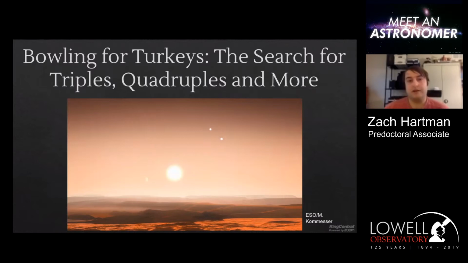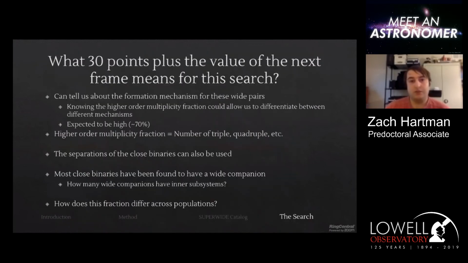So now I'm going to talk about the search that I'm doing. This is like going to a bowling lane and searching for turkeys. So we've already hit one strike because we found a star. We had 2 strikes when we found a wide binary pair, and now we're searching for that 3rd strike to get the turkey, finding close companions to these wide binaries. This is important to knowing about the formation mechanism for these pairs.